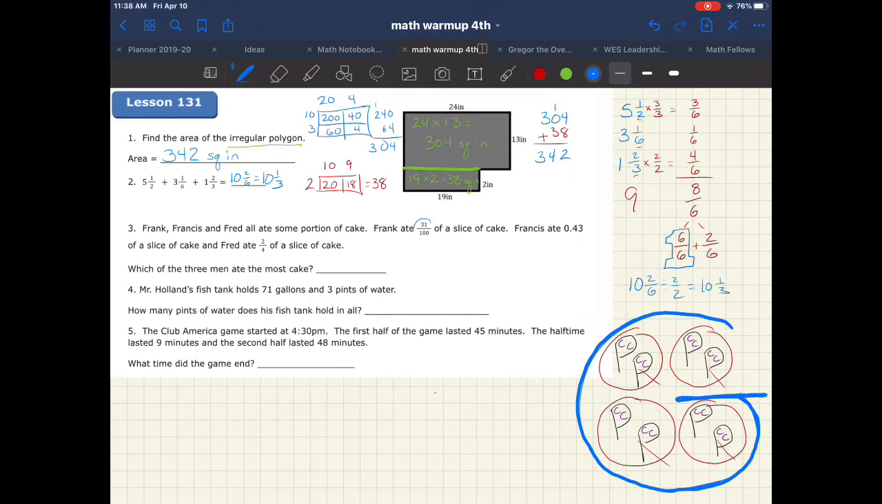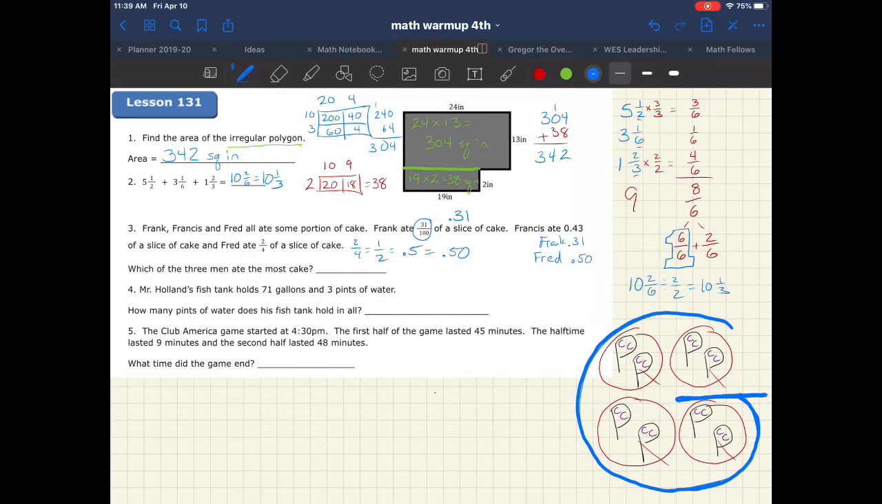So 31/100ths we can write as a decimal as 0.31, and then it's easy to compare to Francis's 43/100ths. This was Frank. And then 2/4, if you remember that 2/4 is the same as a half, and a half as a decimal is 0.5, and we can also write 5/10 as 50/100ths. Now we can compare Fred to Francis and Frank.